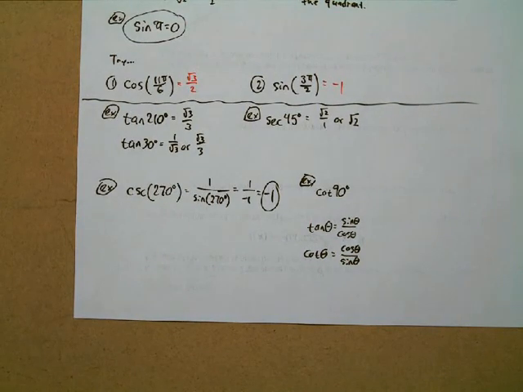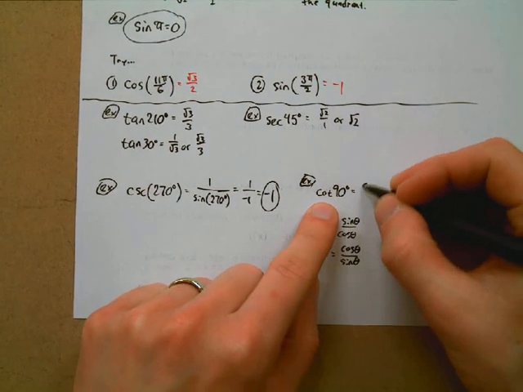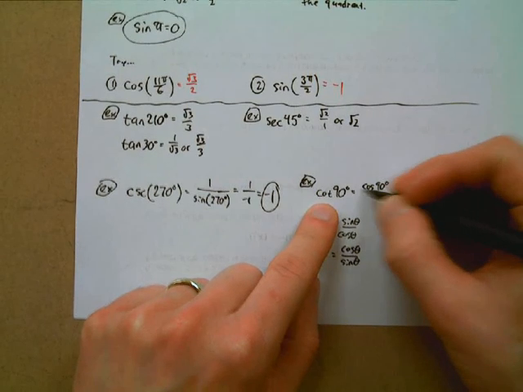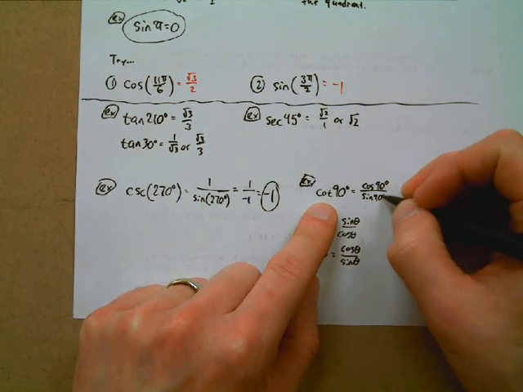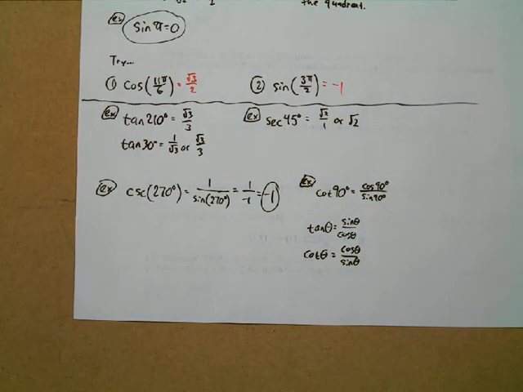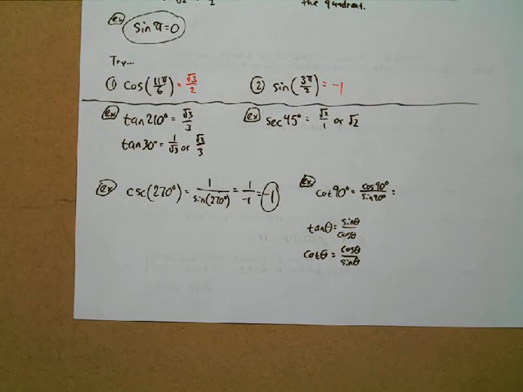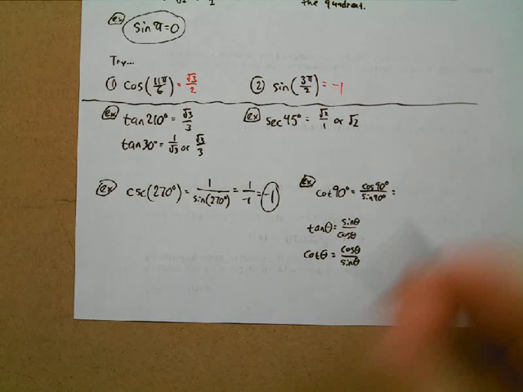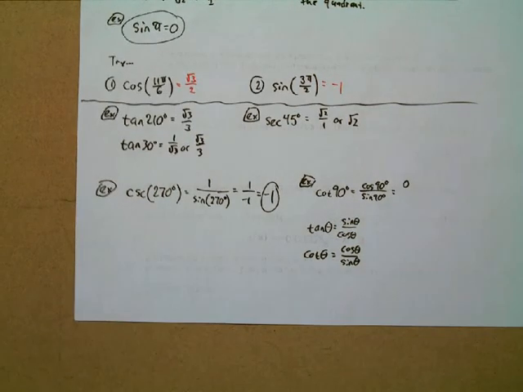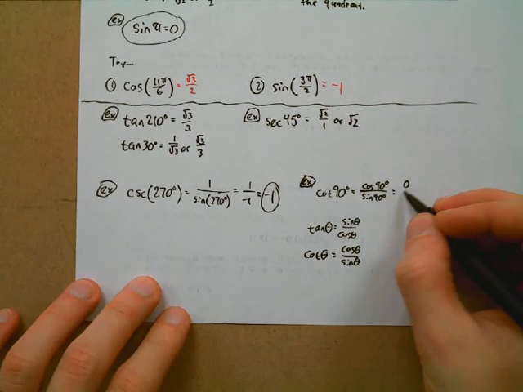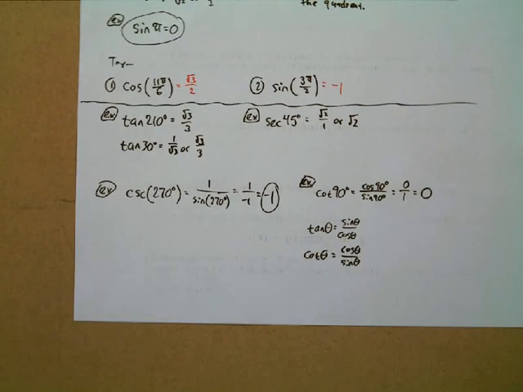So cotangent of 90 degrees is the same thing as saying cosine of 90 degrees over sine of 90 degrees. Cosine of 90 degrees, 0. Sine of 90 degrees, 1. And so we get 0 there. Questions on any of that?